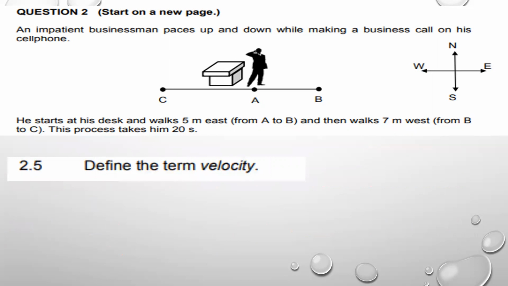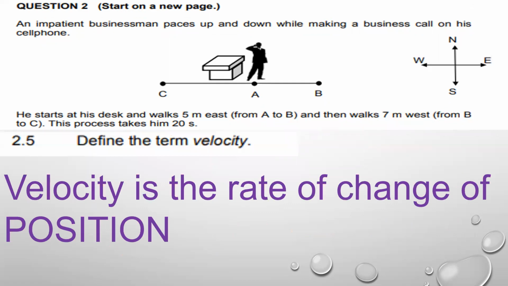Done. Question 2.5. Define the term velocity. Velocity is the rate of change of position. Velocity is the rate of change of position, or the rate of displacement also, because change of position is displacement. Rate of change of position.